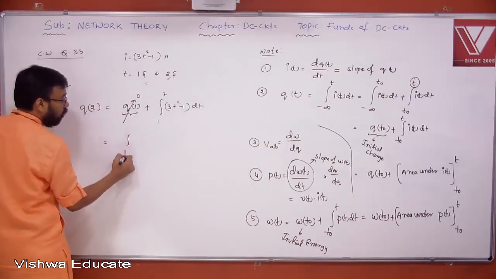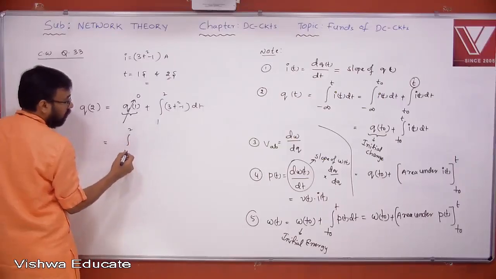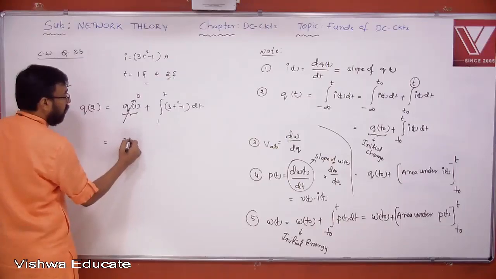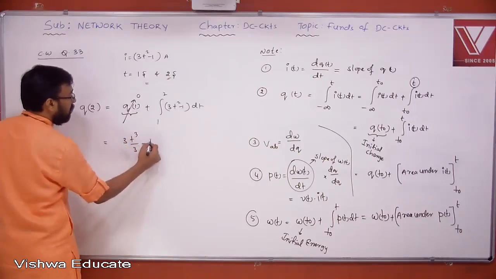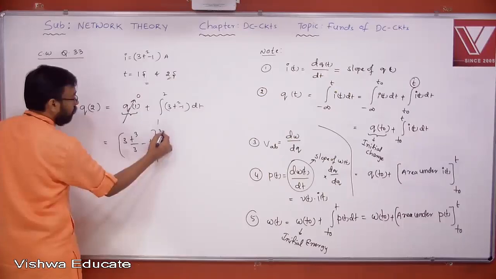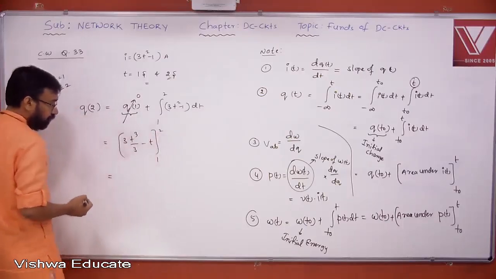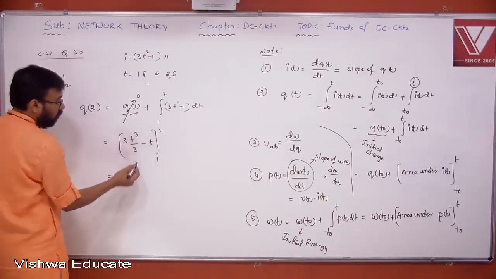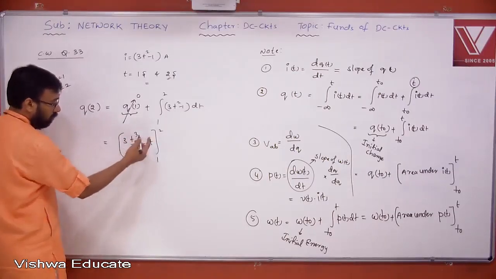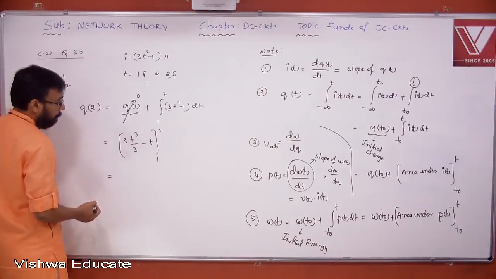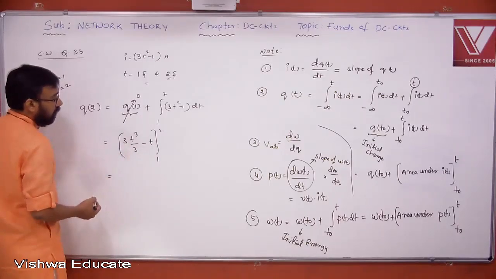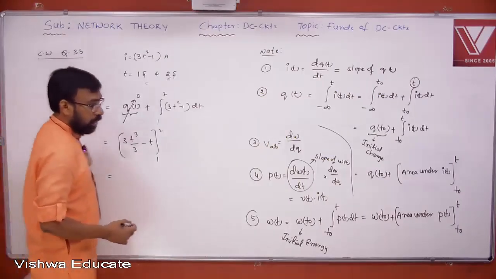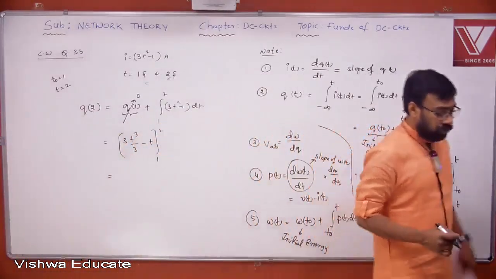Therefore, you have the integral from 1 to 2 of 3t square minus 1. So what do you get here? Just integrate it. 3t cube by 3 minus t, from 1 to 2. Substitute here. What do you get? The 3 cancels, so simplified, just substitute 2 and 1. You will get the answer here. Do that quickly. You can note it down.